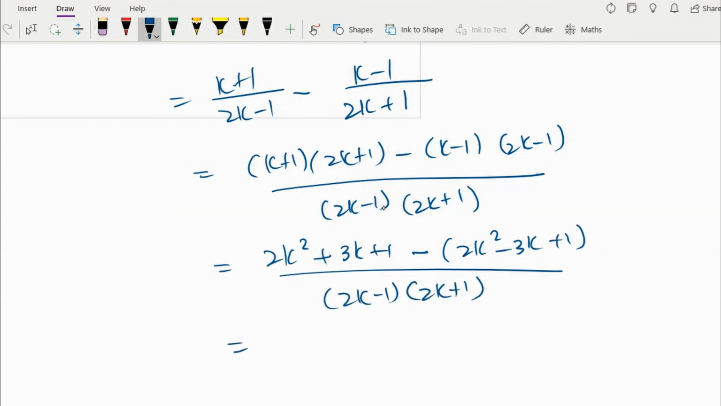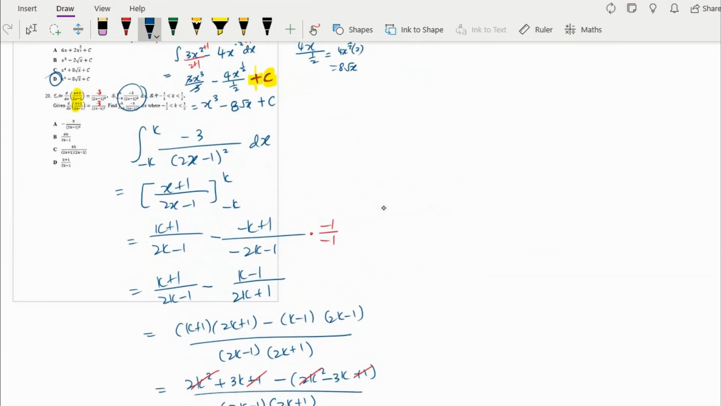Okay, then cancel this with this. Then no, we can't. This should be a plus. Again, this should become a plus. Negative times negative gives positive. So 3 minus negative 3 is 6. So 6k over (2k minus 1)(2k plus 1). I think I saw the answer somewhere in the question. So the answer is C.